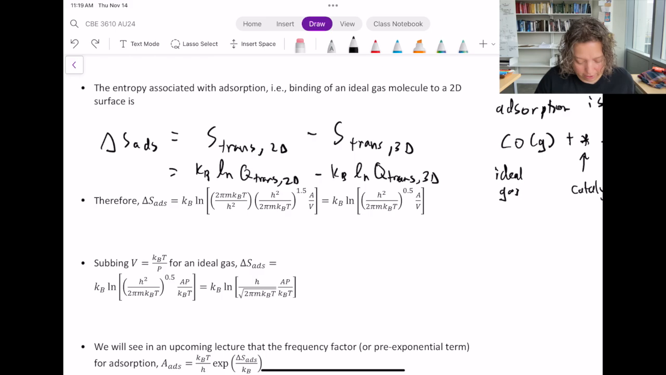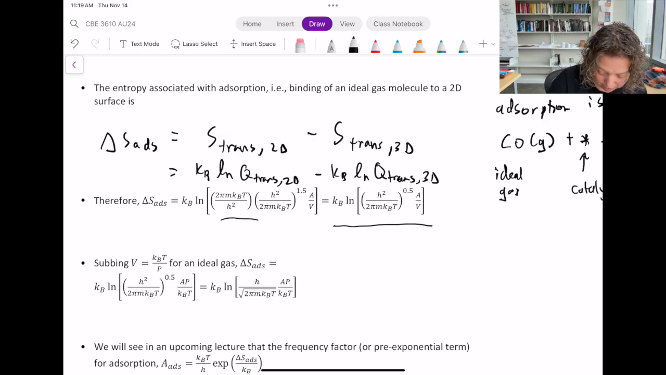Okay, so now I can start to simplify. Since these things look kind of alike, I can start to simplify them out. If I do that, I get that the change in entropy of adsorption of this ideal gas molecule is this expression. Basically what I've done here is I have canceled. I have these two things being multiplied by each other, and I did some cancellation there.